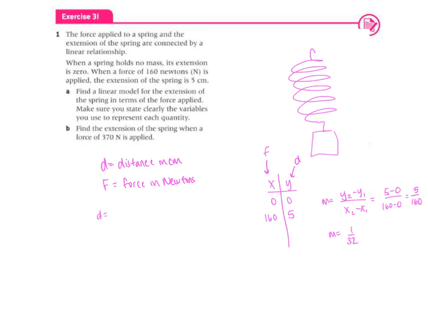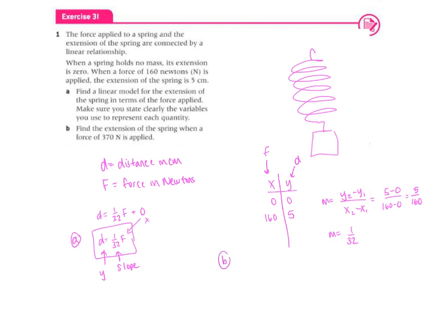So we can say the distance equals 1/32 of the force plus the y-intercept 0. So distance equals 1 over 32 force. Basically, that's how they got that. So this is the slope. Distance is the y value, and F is like the x value. Okay? And that was for A.